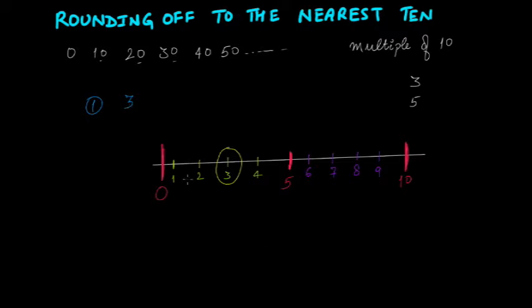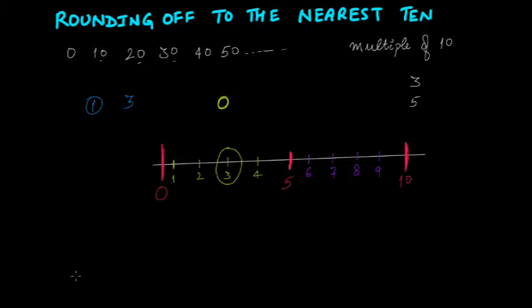So we always look for the two closest multiples of 10 to the given number. So 3 lies somewhere between 0 and 10, and 0 and 10 are the two closest multiples of 10 for the number 3. Now tell me, is 0 closer to 3 or is 10 closer to 3? Of course 0 is closer to 3. Therefore if you round off 3 to the nearest 10, the answer would be 0.